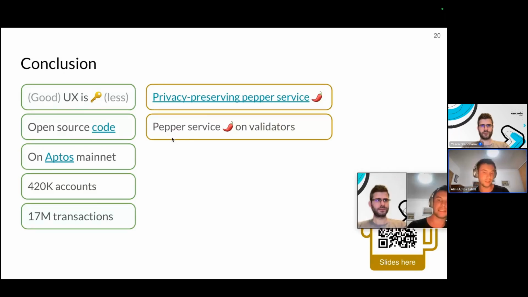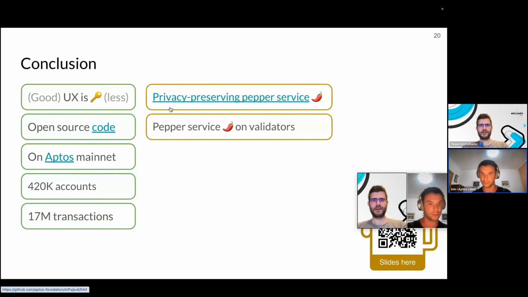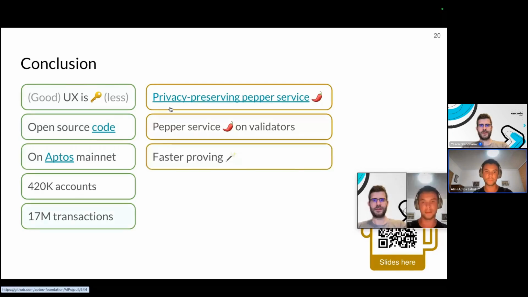There's also another interesting work stream to move the Pepper service on top of the blockchain validators. In particular, on the Aptos network, our blockchain validators are able to share a long-term secret and compute verifiable unpredictable functions with that secret for an on-chain randomness beacon that we implemented. And we could actually hope to leverage that to implement the Pepper service as well. That would be exciting because it would be one less deployment complexity associated with keyless accounts, and it would also be a step in the right direction for the privacy-preserving Pepper service.